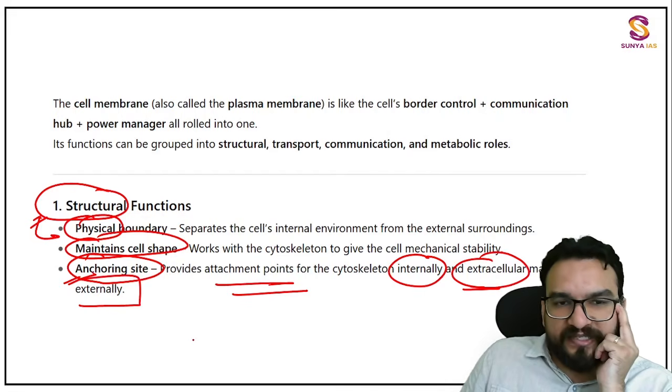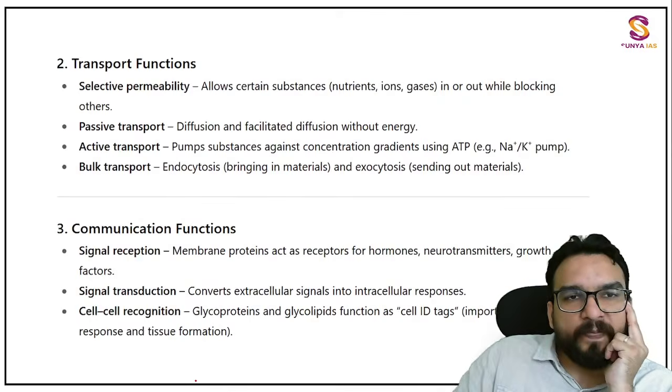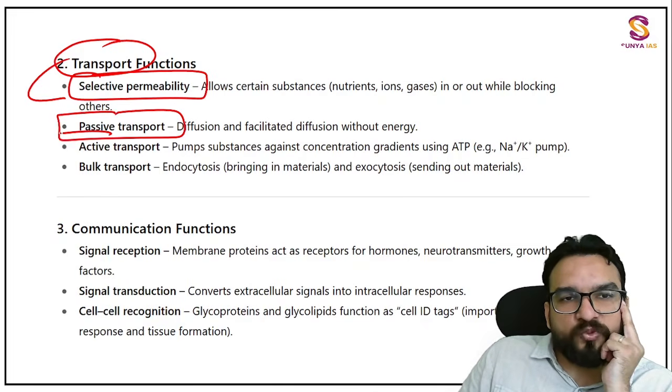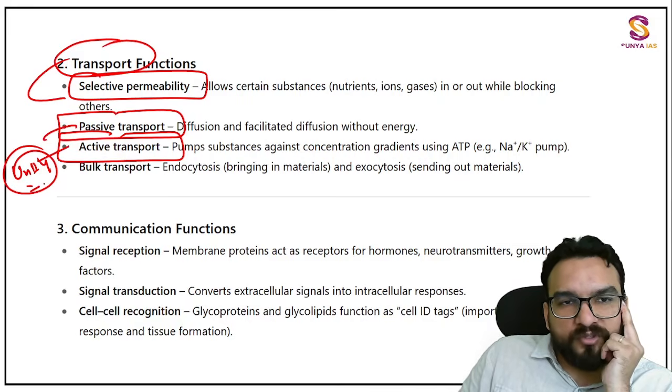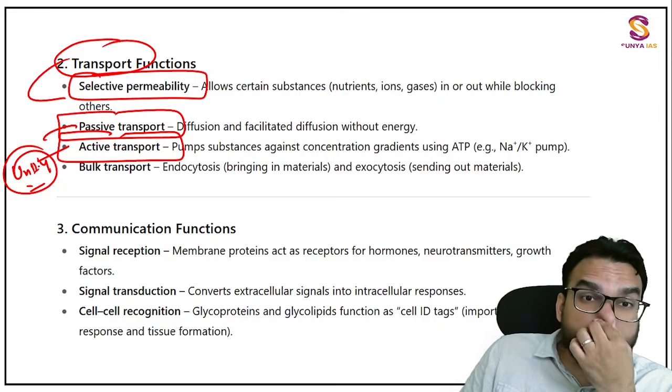This you will be understanding later on, because on the surface of the plasma membrane there will be certain channels, certain protein channels. Then the transport function, which helps in selective permeability, passive transport, and active transport. What are these? You will be understanding in unit number 4, not right now. Passive means where energy is not required. Active means where energy is required.